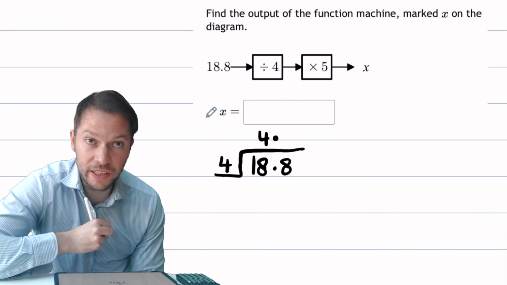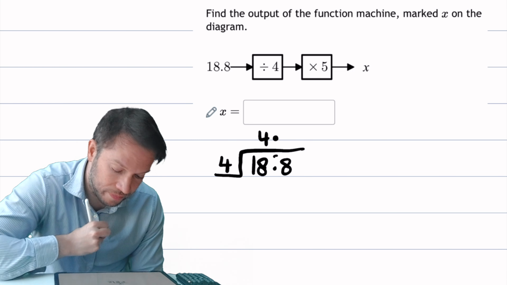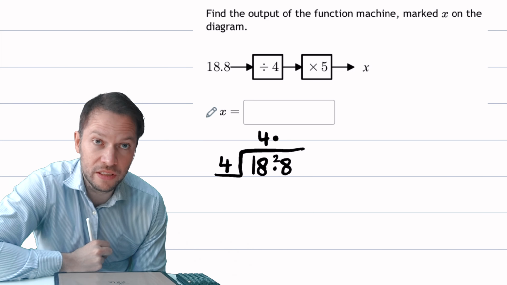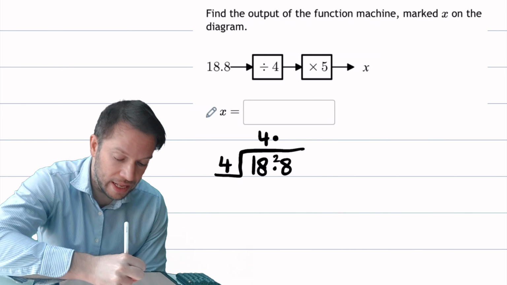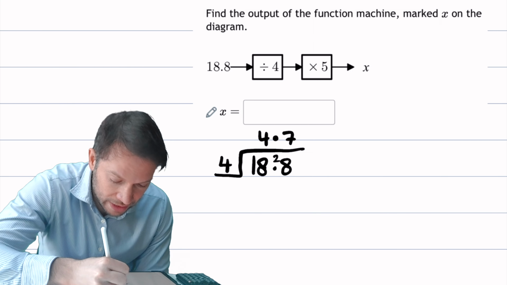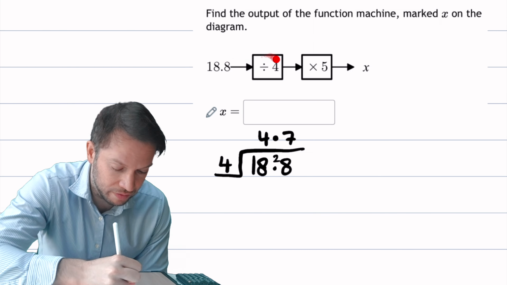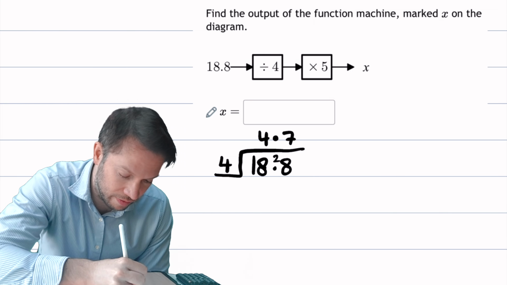4 times 4 is 16. So we're left with a remainder of 2. So we put the remainder of 2 here. And then we say how many 4s go into 28? Well, it's 7. 28 divided by 4 is 7. So we end up with 4.7. So that means after this 18.8 is fed into this function machine, which divides by 4, it's going to spit out 4.7.